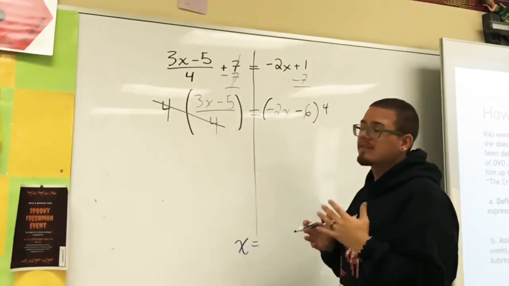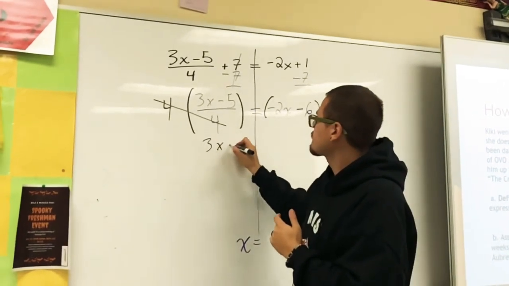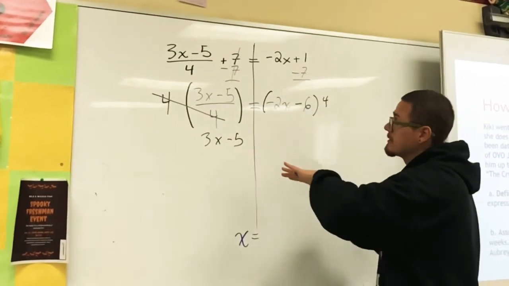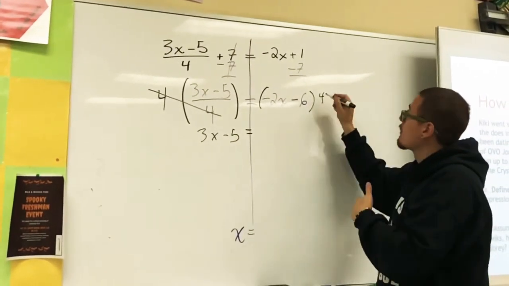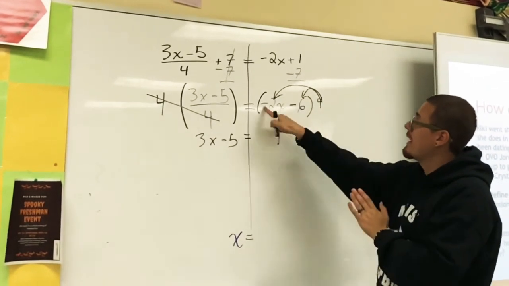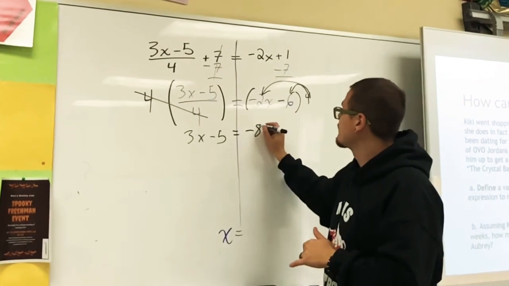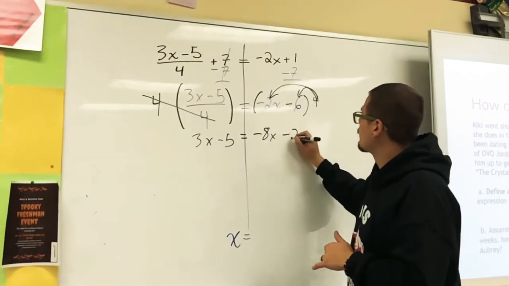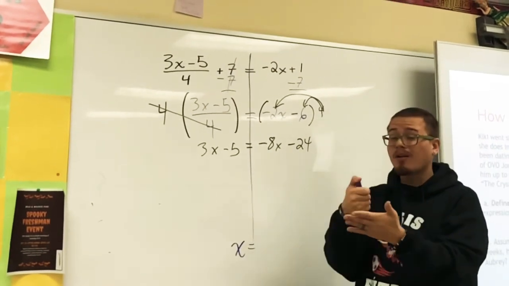4 divided by 4 just simplifies to 1. That's what we want. Bring down 3x minus 5. Left side's looking good, nice and clean. On the right-hand side, it doesn't matter that the 4 is on this side. We're going to distribute the 4. Multiply by everything on the inside. We get a negative times a positive, a negative times a positive, -8x, -24.